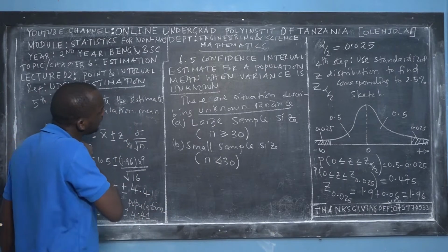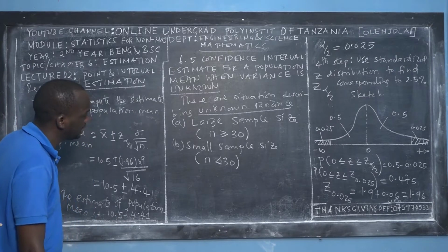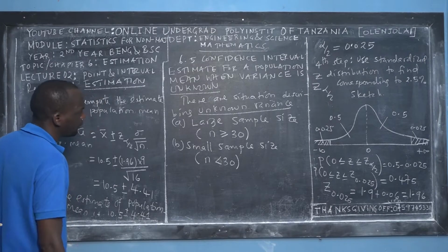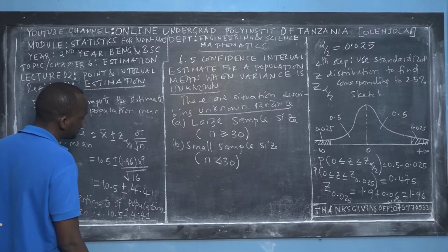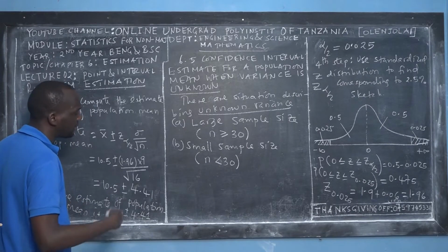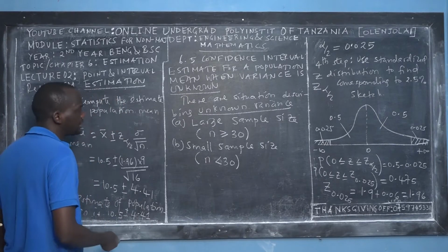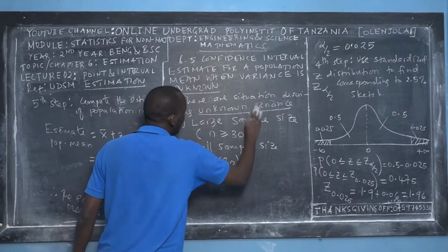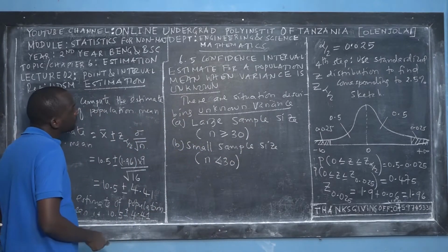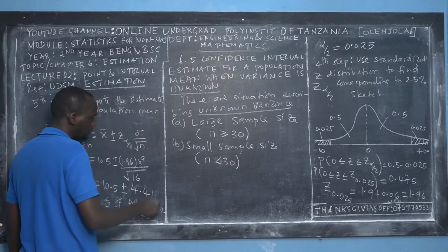So let us start dealing with large samples first, where the sample size is greater than 30, and then we see how you can find the confidence interval estimate for a population mean. In large samples, we can have two cases, when variance is known and when variance is unknown. And for the small sample size, we deal with that case later. So we come to the large sample, that is 6.5.1.